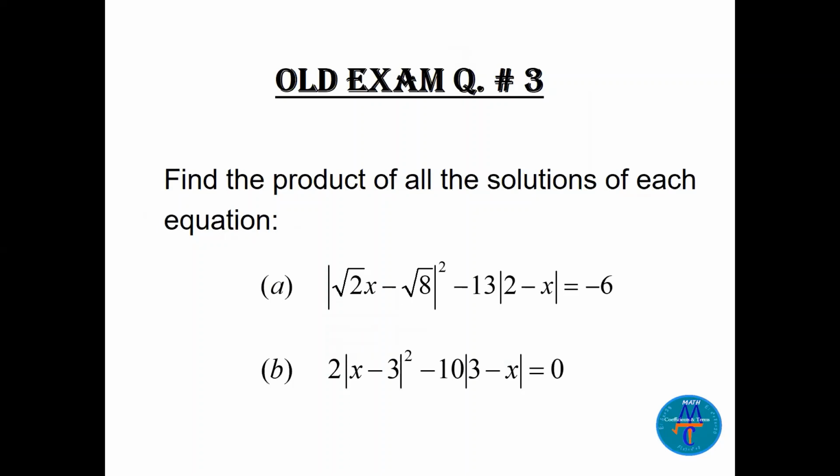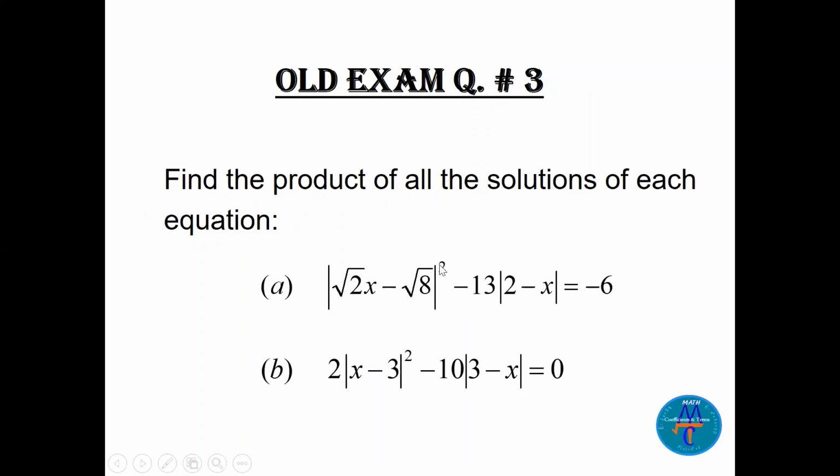Now find the product of all the solutions. The first one is not easy actually, because we have to rearrange it. See, square root of 2 x minus square root of 8, all squared, minus 13 absolute value of 2 minus x is equal to minus 6. We have to bring 6 on this side, equals 0 for sure.